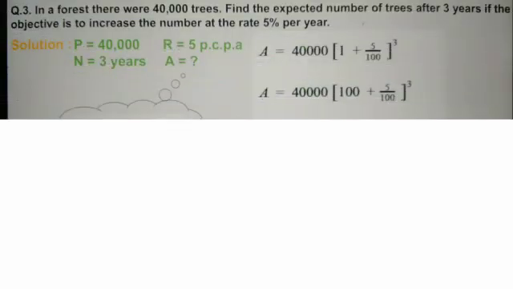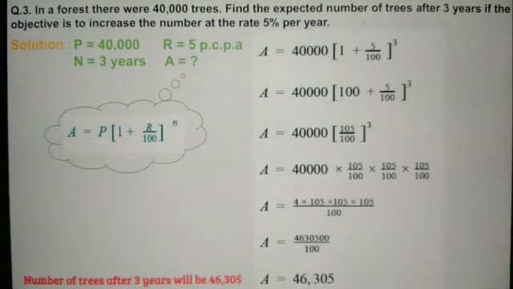Third sum. In a forest, there were 40,000 trees. Find the expected number of trees after 3 years if the objective is to increase the number at the rate of 5% per year. Now here children, what is the number of trees? 40,000, correct. Rate of increase 5% per annum, right. Number of years, 3 years. What have you to find out? Number of trees after 3 years. That will be your amount.